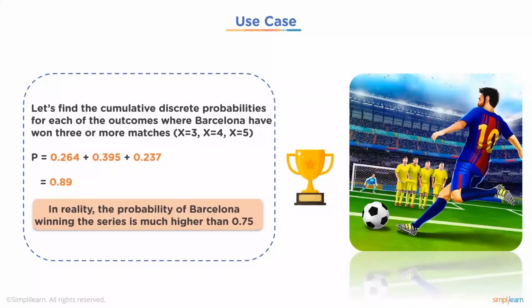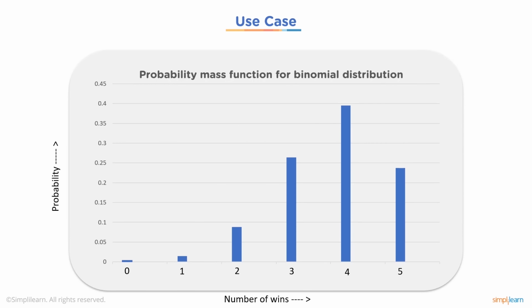And it's always nice to take this information and find the cumulative discrete probabilities for each of the outcomes, where Barcelona has won 3 or more matches: x equals 3, x equals 4, x equals 5. And we end up with P equals 0.264 plus 0.395 plus 0.237, which equals 0.896. In reality, the probability of Barcelona winning the series is much higher than 0.75. And it's always nice to put out a graph so you can actually see the number of wins against the probability and how that pans out with our binomial case.